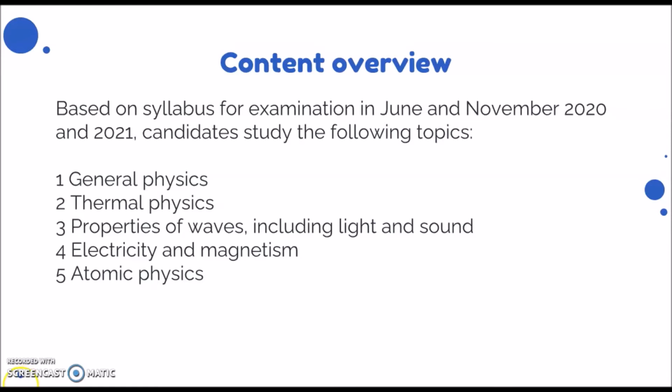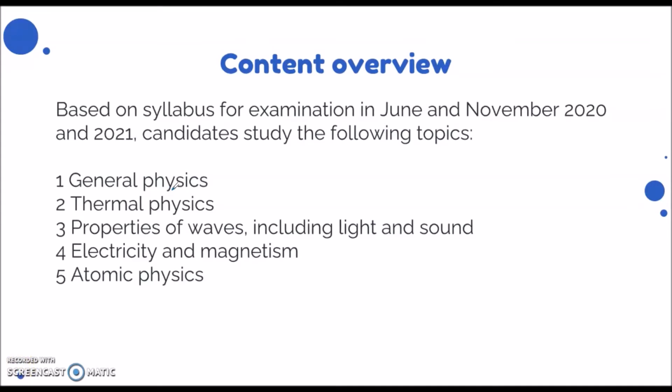We start with number 1, general physics, number 2, thermal physics, number 3, properties of wave, including light and sound, number 4, electricity and magnetism, and the last one is atomic physics. Topics number 1, 2, and 3 are all covered in year 10, whereas topic number 4, electricity and magnetism, as well as atomic physics, are covered in year 11.